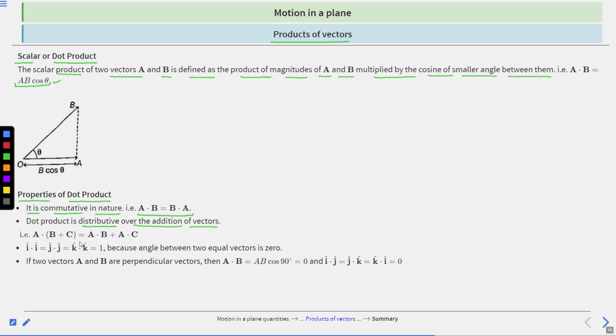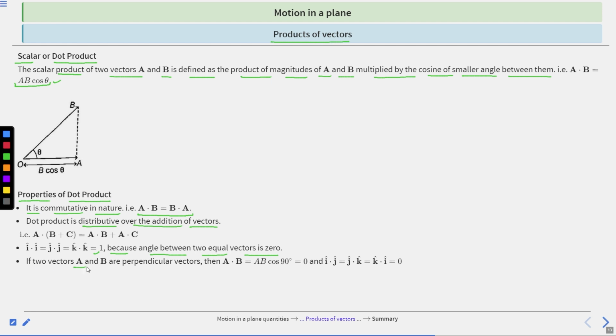Clear? And direction wise, I cap dot I cap is equal to J cap dot J cap is equal to K cap dot K cap is equal to 1 always, because the angle between two equal vectors is 0. Clear? This is I cap and I cap, both are I cap, so these are equal vectors and the angle between the equal vectors should be 0.